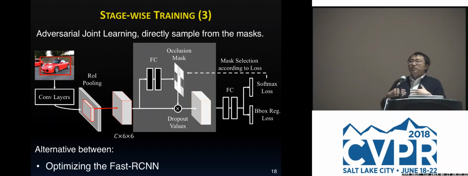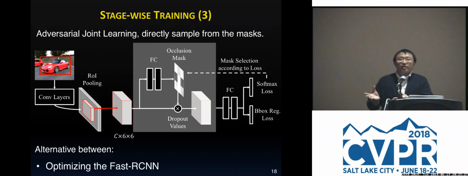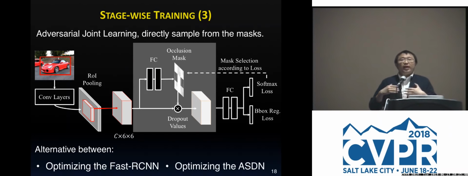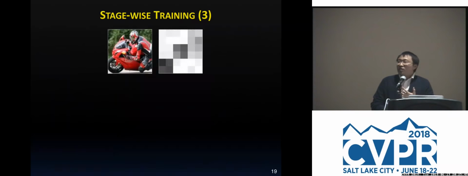So you can optimize the Fast R-CNN by using the dropout mask and applying it on the features, modifying the features and doing classifications. So the detector should learn to handle all kinds of weird dropouts. And then you also select the best dropout policies which give the detector the highest loss to optimize the adversarial network.